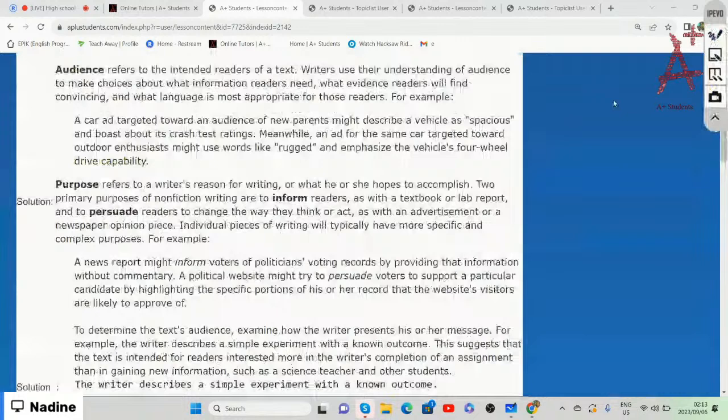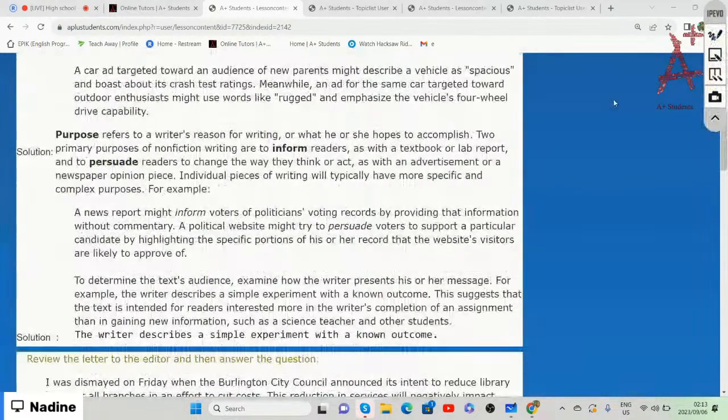So we say that writers who write individual pieces of writing will typically have more specific and complex purposes, right? Meaning, what are the reasons for this writing? They will specify it because the pieces are not that long, right? What do they hope to accomplish? So they would be more specific, and yet their purpose would be complex.